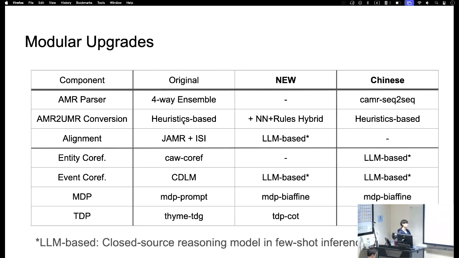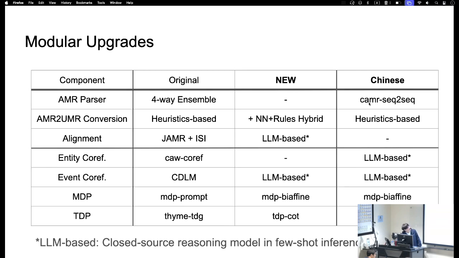In the current version, we have moved to replace some of them with some of the newer techniques. For example, for conversion, we are trying to incorporate Claire's machine learning-based approach. For alignment, we are exploring the LLM-based approach, as well as for the event reference. For modal and temporal, we are actually using our very own models.